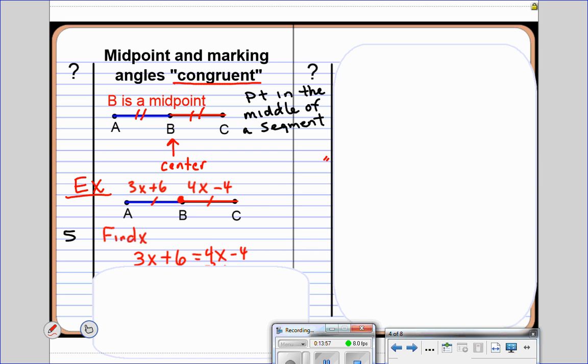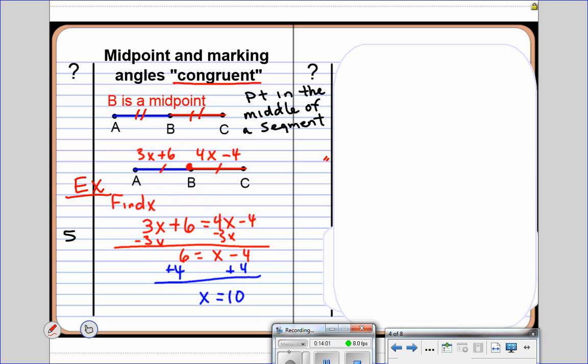3x plus 6 equals 4x minus 4. And of course what that says is that once I solve for that and I get x equals 10, then when I plug it back in, the two pieces should be the same. Let's just double check that.